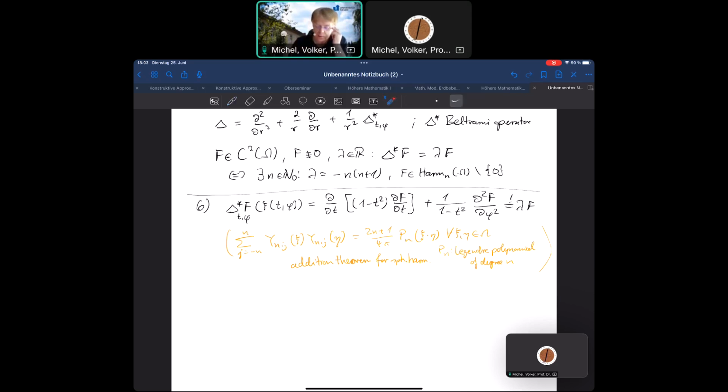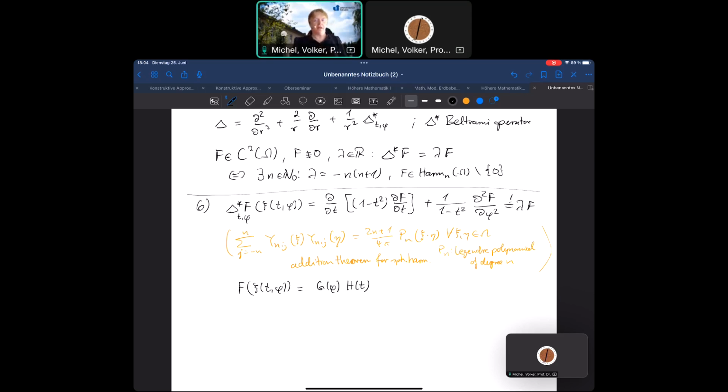Now, there's one thing, namely that we have a separation here. We have one summand which only consists of derivatives with respect to t, and we have another summand which only consists of derivatives with respect to phi. And this motivates a so-called separation ansatz. So we'll look for functions which can be written as a product of a function of phi and a function of t.